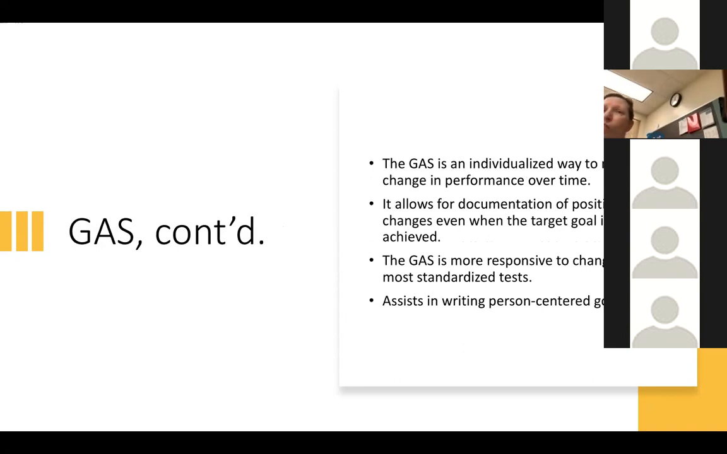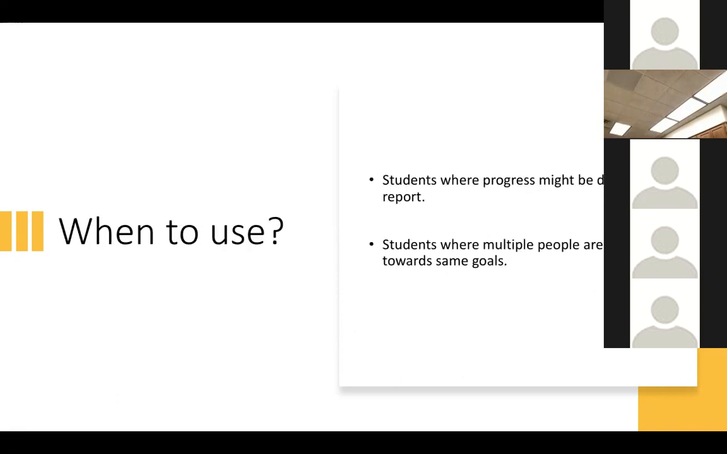It also assists in writing person-centered goals. So we know that we really need to make sure that the goals we're writing are student-centered and not discipline-specific. And so it really helps in writing goals that are specific to the needs of that person. It's for students where progress, like I said earlier, might be difficult to report. I'm using it right now on an 18-year-old girl with a developmental disability, and we're working on showering, and it's difficult to really show the showering progress, but when I use it through this, it's easier to show that progress.